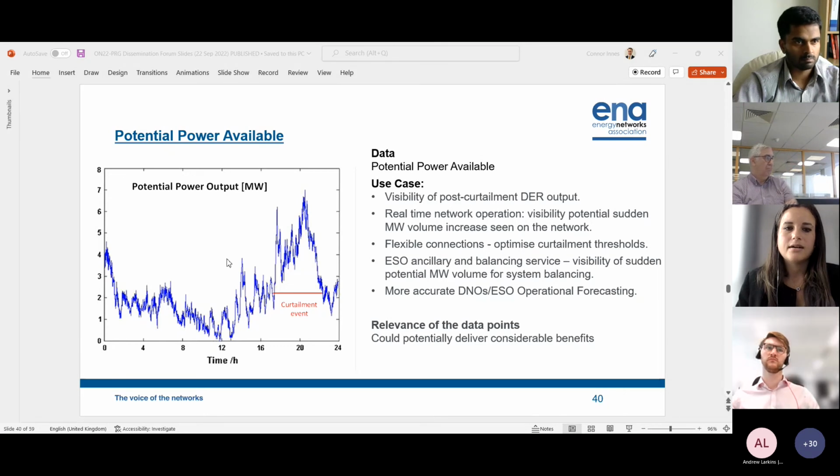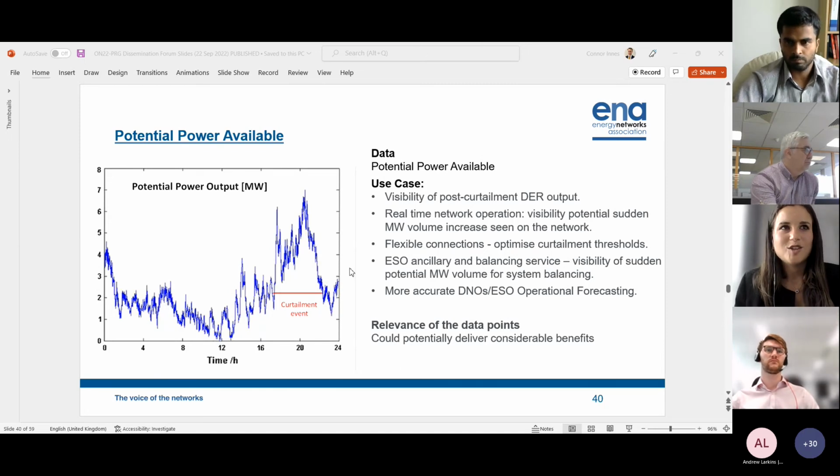Yeah, the other use case is ESO ancillary and balancing services. So providing a view of the sudden potential megawatt volume increase when the constraints, which are holding back the flexible generation, are no longer active. That would be beneficial for frequency balancing of the system and the amount of reserves that need to be allocated. And operational forecasting use case. So this would allow us to better forecast what the output could be when the constraint is no longer active. So yeah, better DNO and ESO operational forecasting. Next use case.